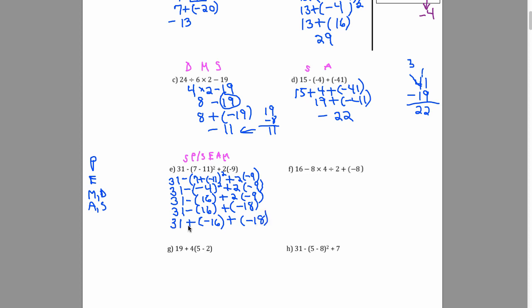So all we have left is addition. So 31 positives adding in 16 negatives. The positives went out by 15 plus -18. So you have 15 positives, 18 negatives. Add them together. The negatives went out by 3. So the final answer for this part E is -3.